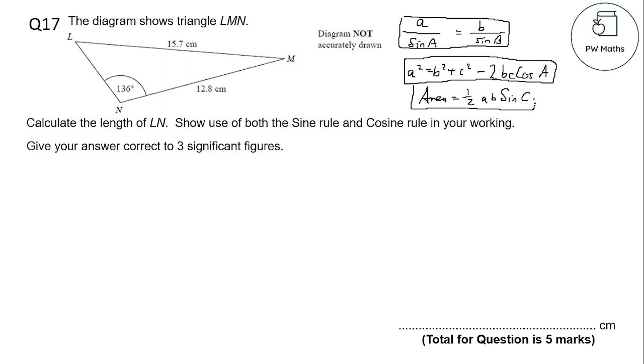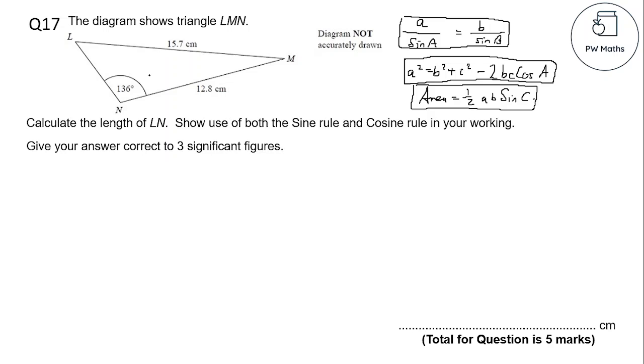Now, by far the easiest of these rules to use is the sine rule. The sides are always opposite the angle, so the sine rule is always about opposites. You would use the cosine rule when you've got 3 little letters and 1 big letter, 3 sides and 1 angle, and if the question mentions area, I'd probably be using the area rule, half AB sine C. This one says calculate the length of L to N, so this side here.